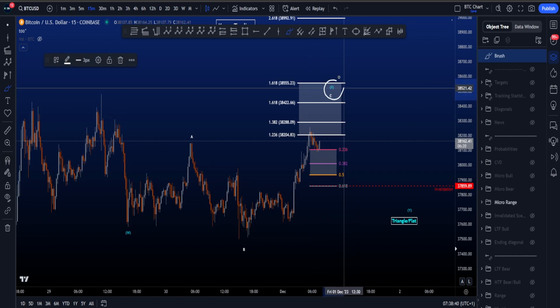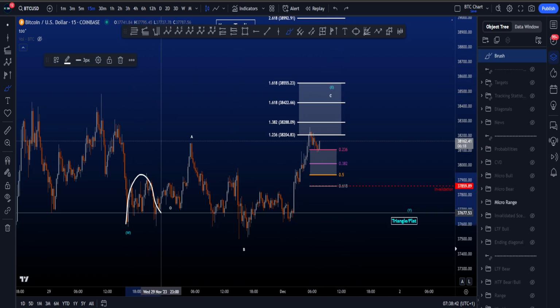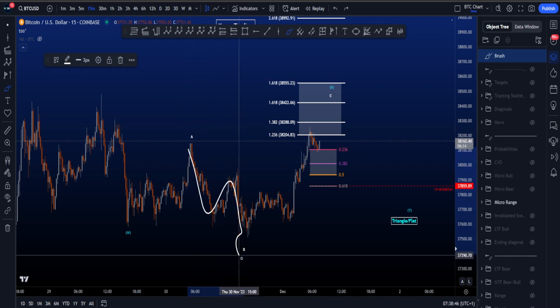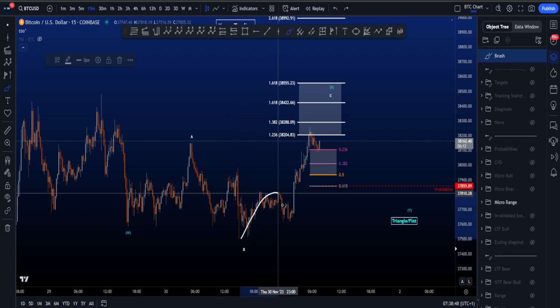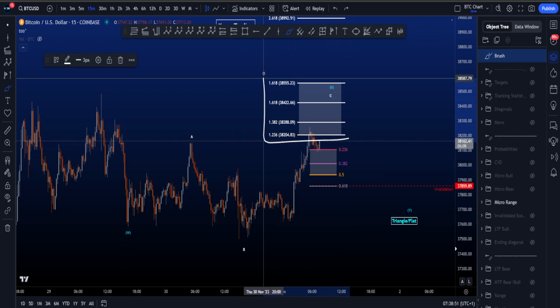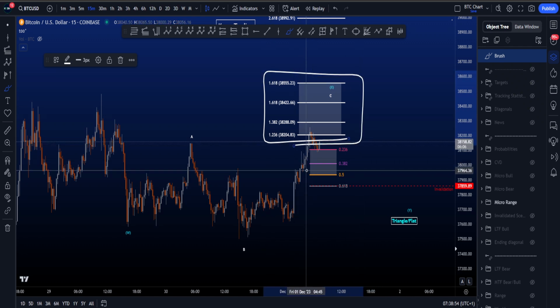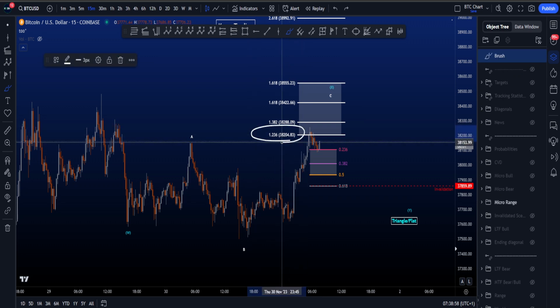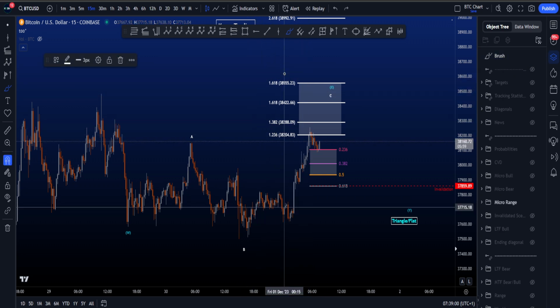Now if we zoom into this wave X over here, we are then looking here for a 3-wave structure in a wave A, then we have a 3-wave structure in a wave B, and then we're looking for a 5-wave move to the upside in a wave C, where your target area for wave C is between the 1.236 and the 1.618 at the top over here, which is between 38.2k and 38.5k.